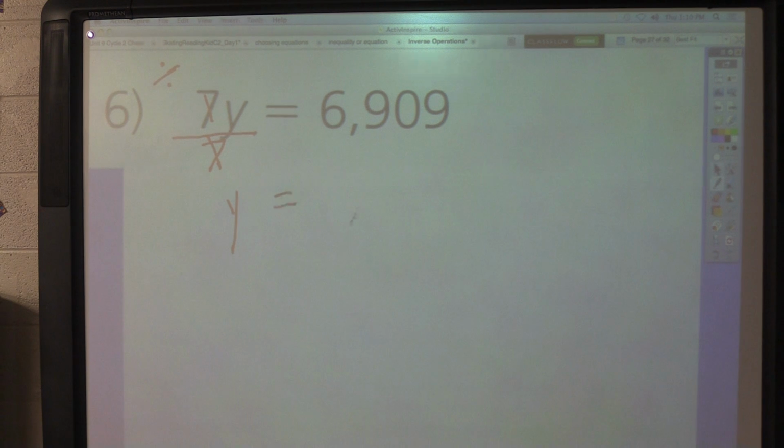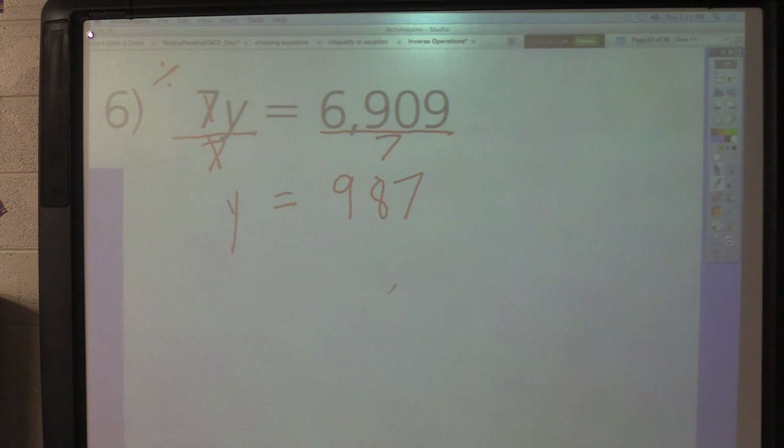Now, since I divided 7y by 7, I need to divide 6,909 also by 7. So I'm going to go ahead and do that. Now, I'm not going to bother doing the standard algorithm. My students, they're well beyond that part. So I'm just going to use my calculator, which is a tool out of my math toolkit. And I'm going to go ahead and figure out what the quotient would be. And when I plug that into my calculator, I get 987.